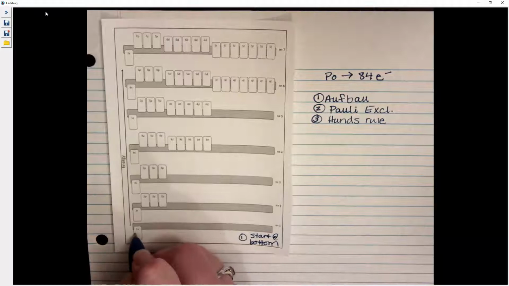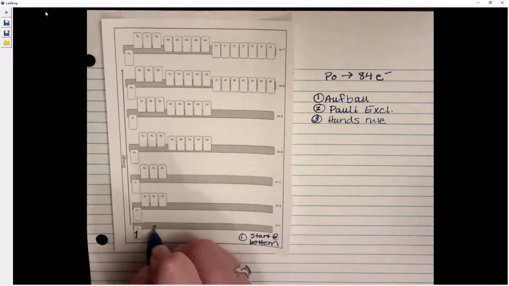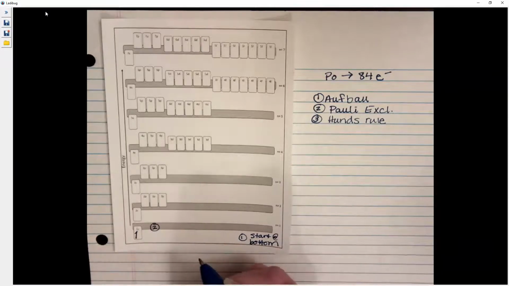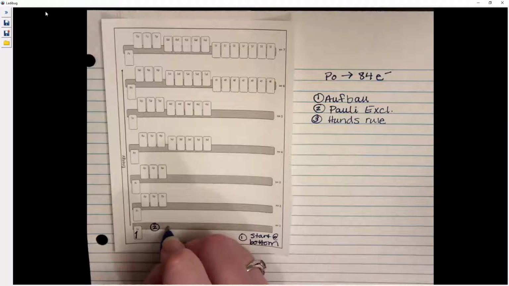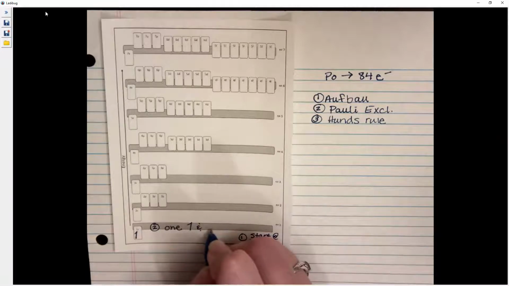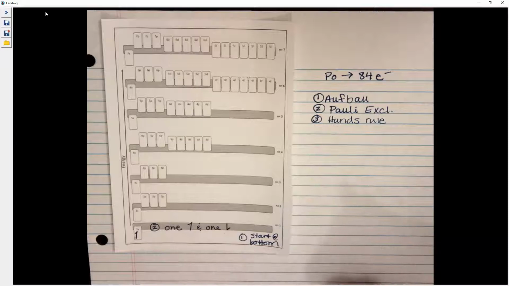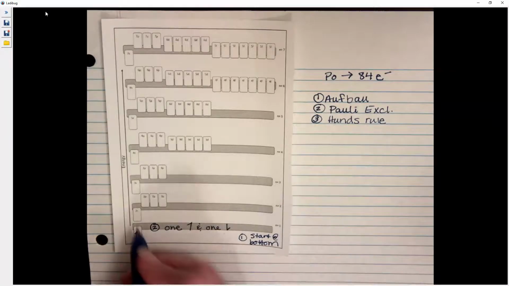I'm going to put my first electron here, spin up. Now I need rule number 2. Rule number 2 is that one electron goes spin up and one goes spin down, so they have unique quantum numbers. So my second electron will be here, spin down.